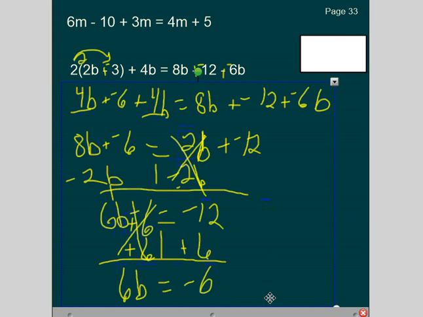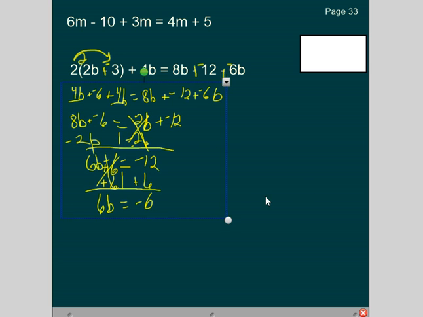step of solving the equation to find out what our variable equals. So I have 6b equals negative 6. I'm going to draw my balance one final time. Divide both sides by 6 because 6 and b were multiplying. Those cancel, and I am left with b equals negative 1.